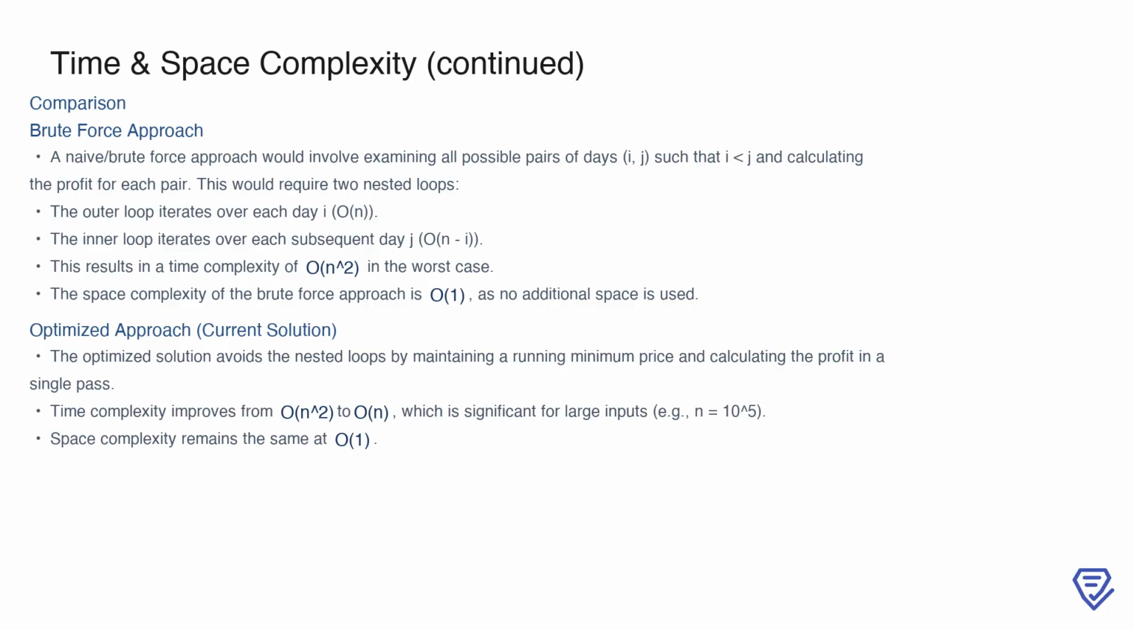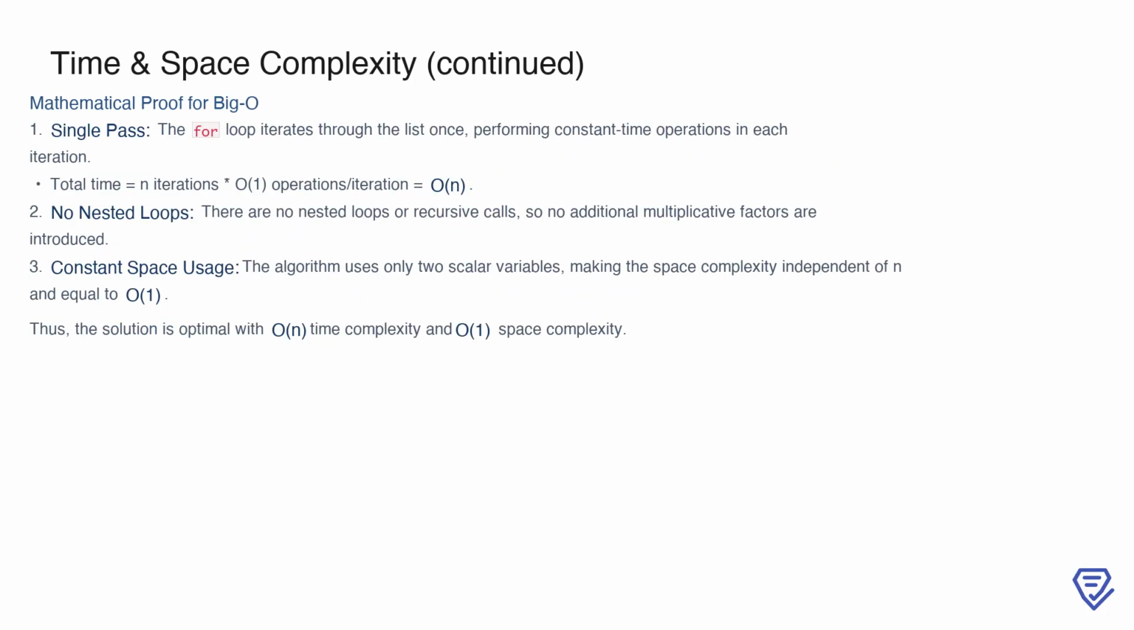In contrast, the optimized solution avoids nested loops entirely by maintaining a running minimum price and calculating the profit in a single pass. This reduces the time complexity from O(n²) to O(n), a significant improvement for large inputs. The space complexity remains O(1), consistent with the brute force method. This makes the optimized solution far more efficient for handling large datasets. To solidify our understanding, let's look at a mathematical breakdown of the big O analysis.